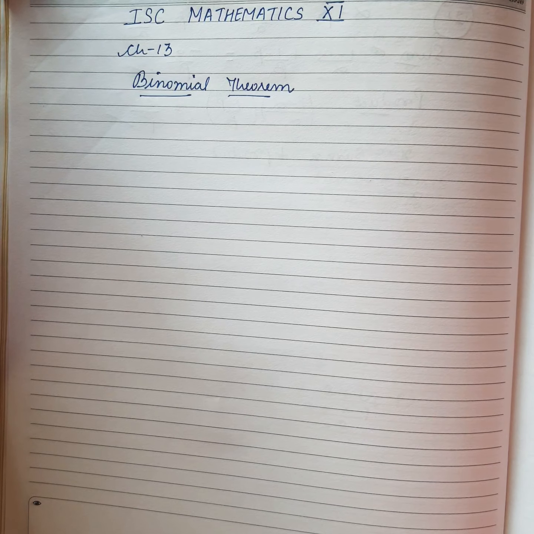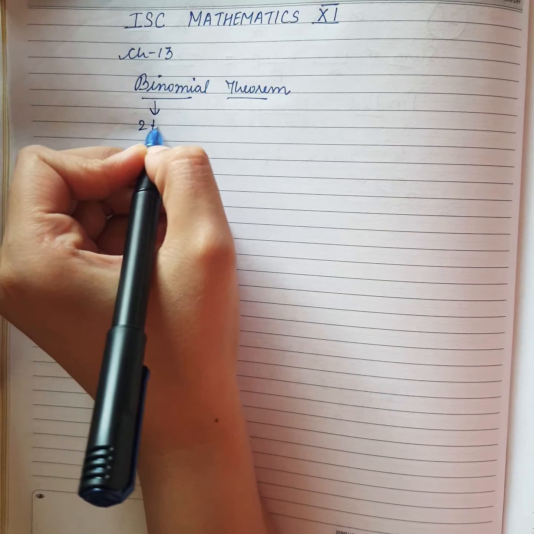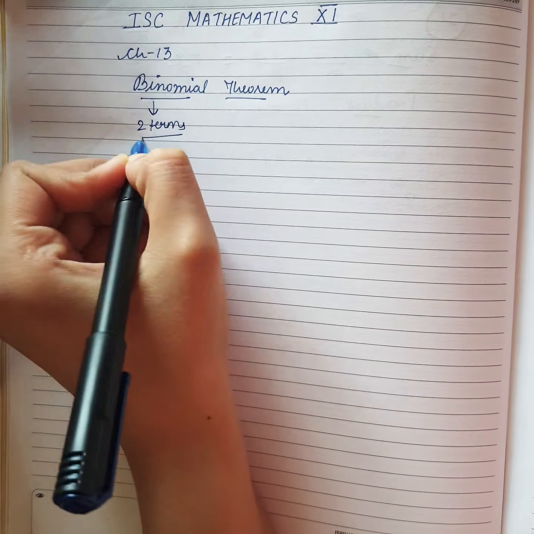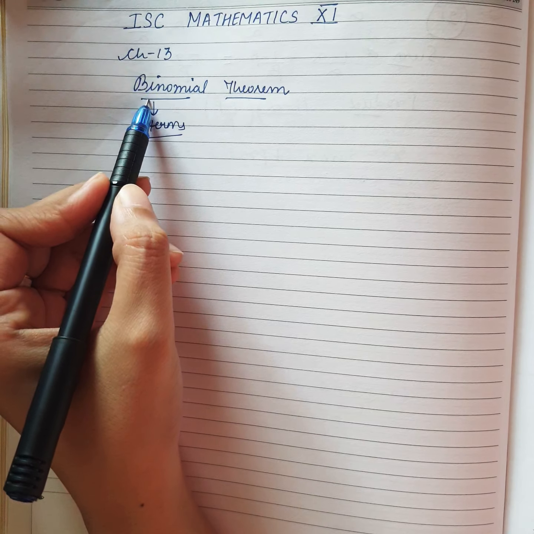Today we are starting chapter 13, binomial theorem, in class 11. So first of all we will understand what is a binomial expression. An expression containing two terms. Basically, a polynomial of two terms is a binomial.